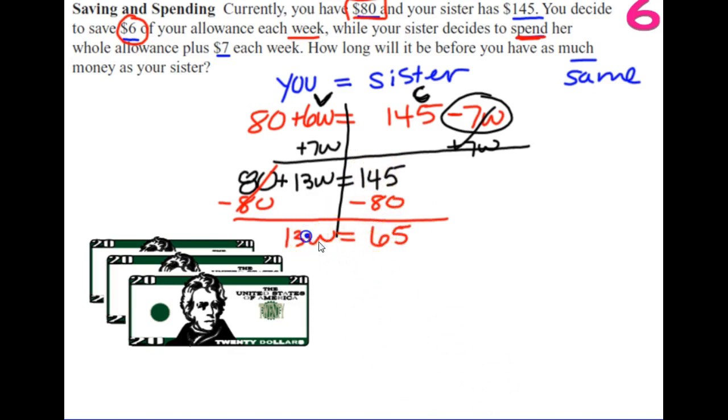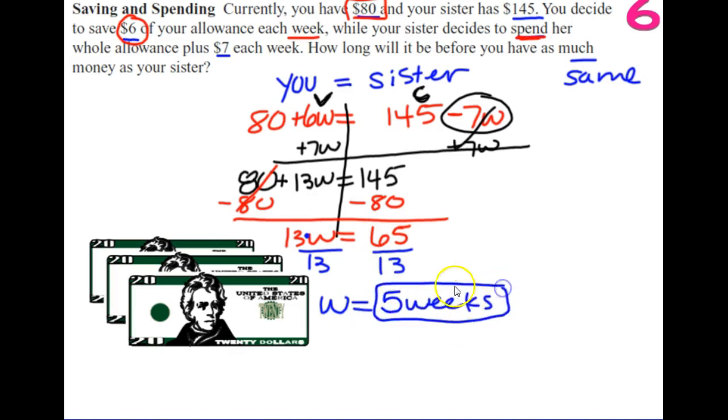And then last, the opposite of multiplying is divide by 13. So we should have w equals, and I think we should get 5. If you're not sure, plug 65 divided by 13 into your calculator, and w stands for weeks. After 5 weeks, you will have just as much money as your sister.